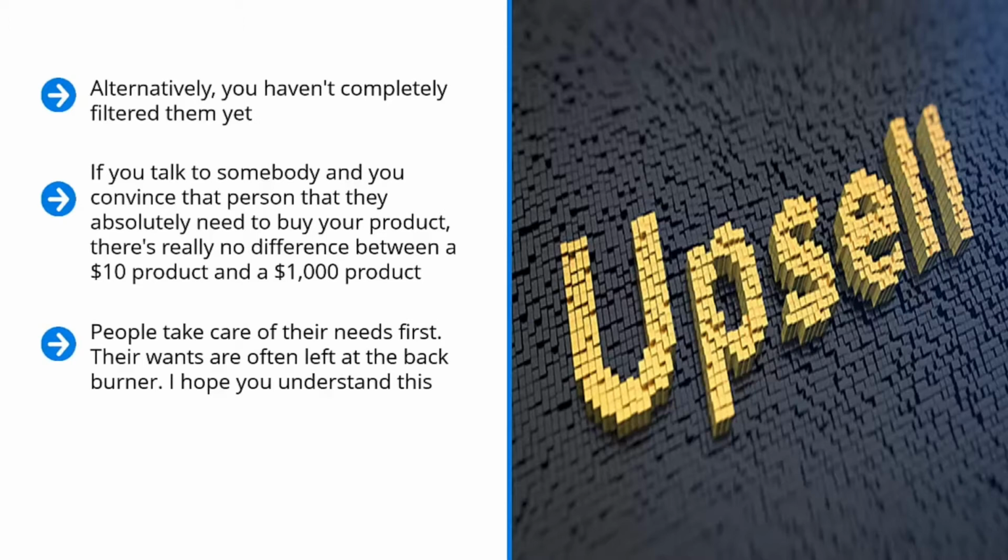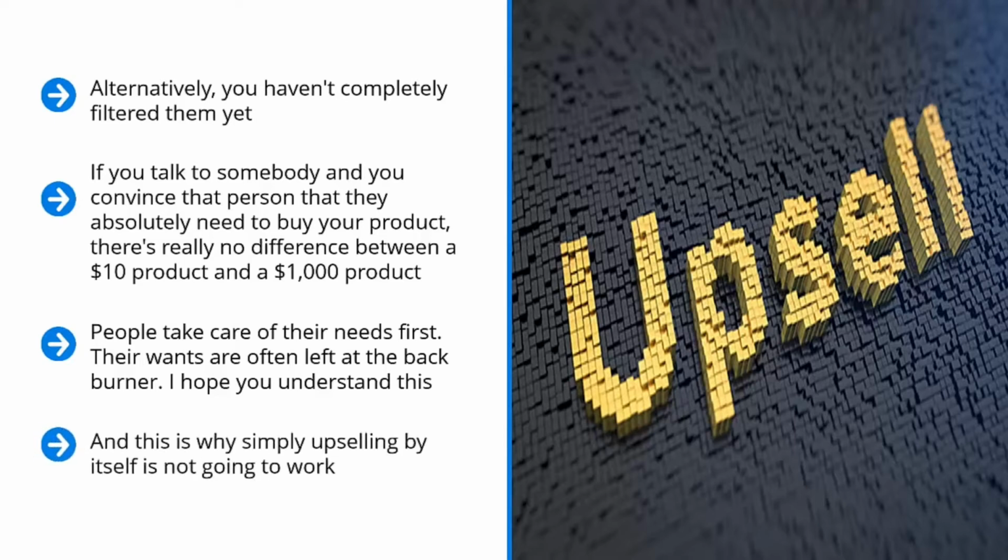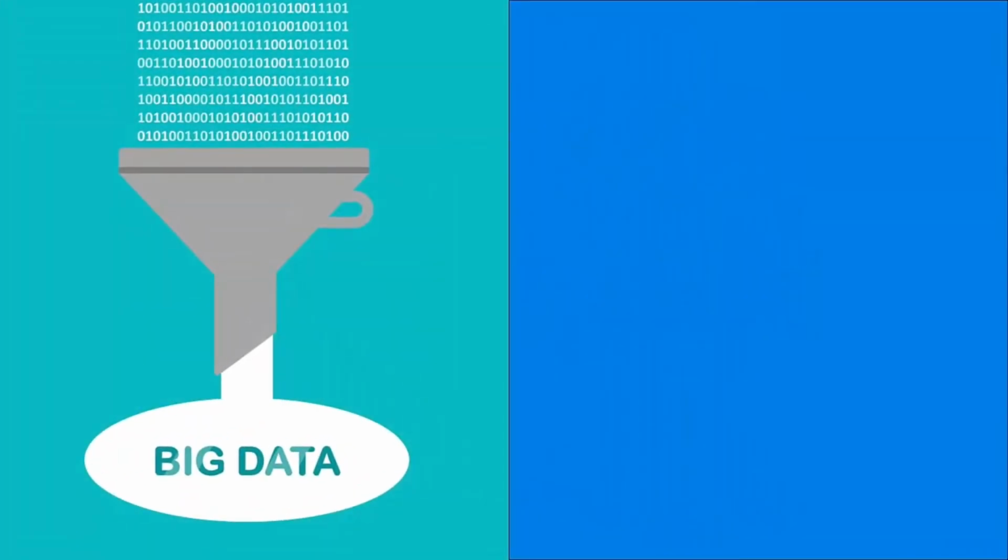It's not because your affiliate product is too expensive in absolute terms. Instead, it's because you have failed to either qualify the prospect or make your case. And this is why simply upselling by itself is not going to work. You have to take the next step, which I'm going to describe below. Use the $1 list filtration method.